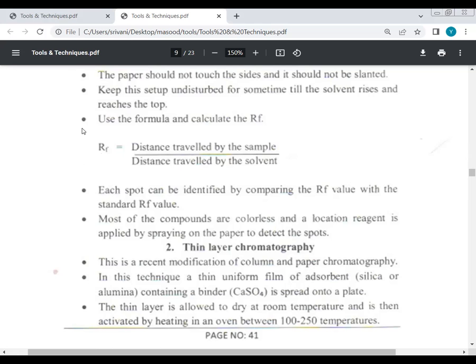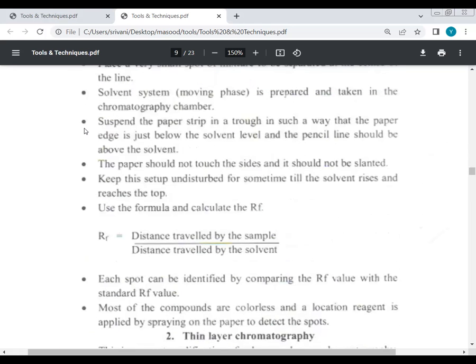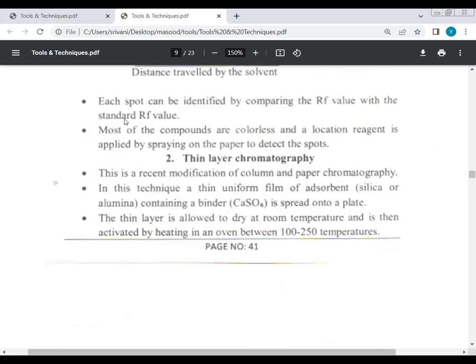Each spot can be identified by comparing the Rf value with the standard Rf value. Okay, most of the compounds are colorless, and a location reagent is applied by spraying on the paper to detect the spot. Means, then afterwards you can take the location reagents.